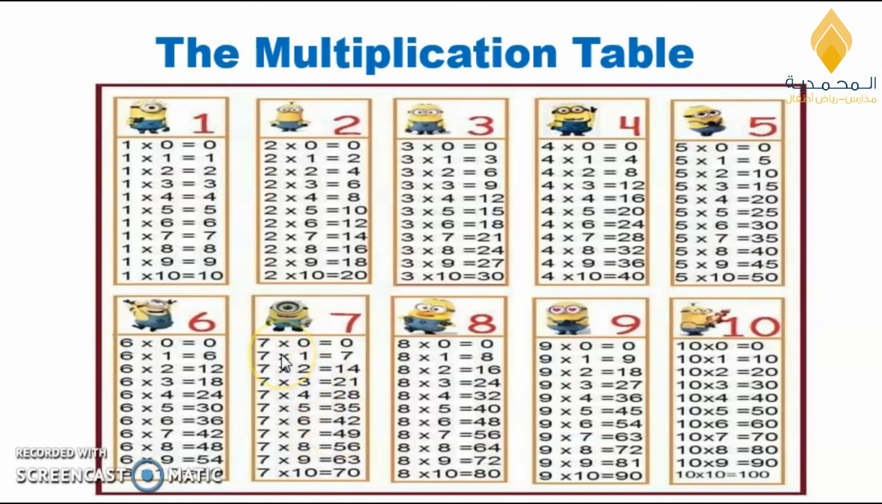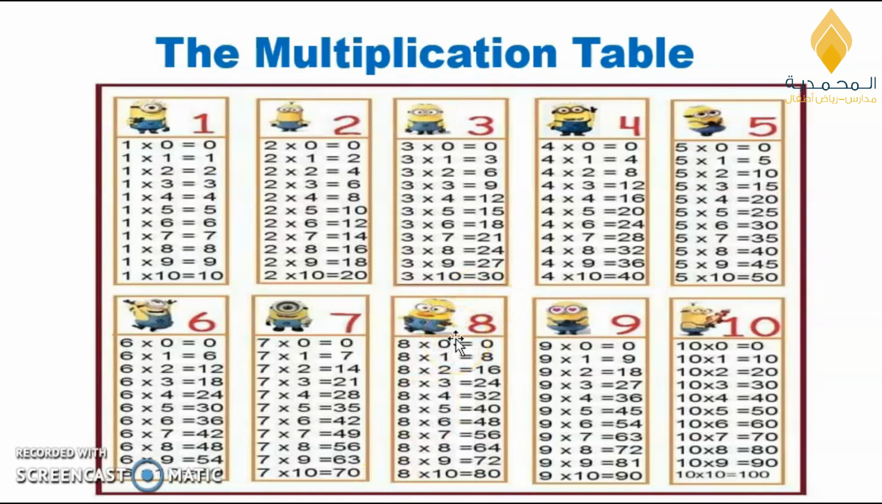Repeat after me. The multiplication table of the number 7. 7 times 0 is 0. 7 times 1 is 7. 7 times 2 is 14. 7 times 3 is 21. 7 times 4 is 28. 7 times 5 is 35. 7 times 6 is 42. 7 times 7 is 49. 7 times 8 is 56. 7 times 9 is 63. 7 times 10 is 70.